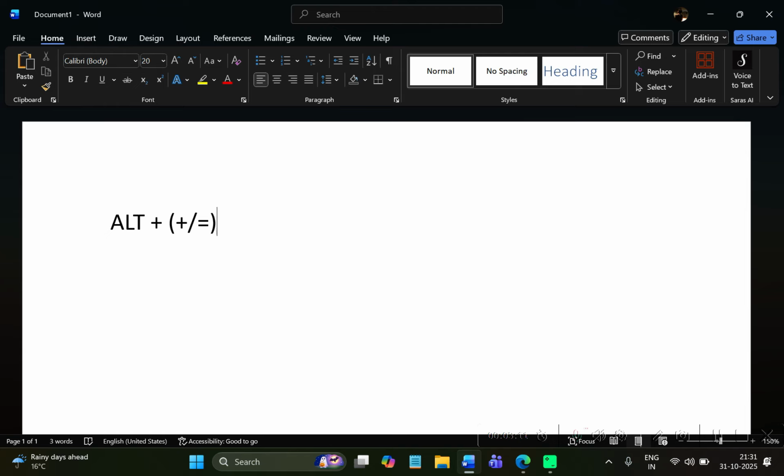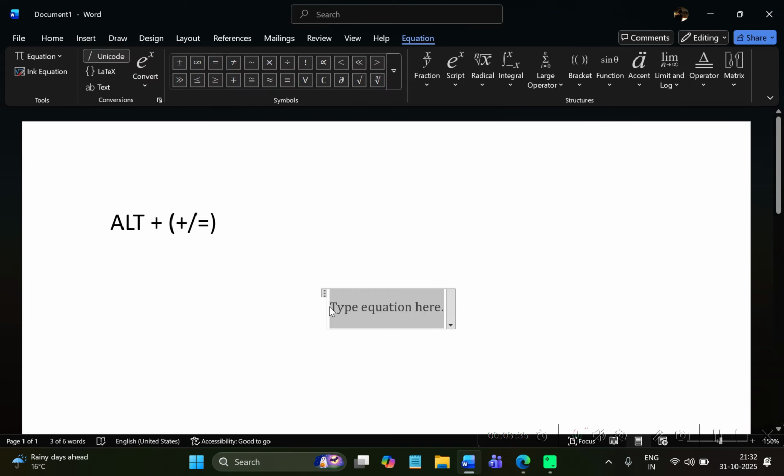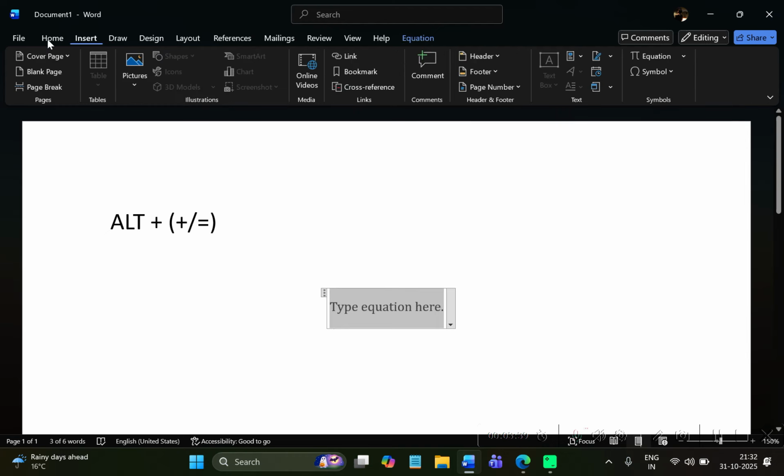For instance, on my MacBook, even there is a key like this. At the top of your keyboard you have 1, 2, 3, 4, 5, 6, 7, 8, 9, 0. After 0, you have the minus or hyphen, and after that you have this key. This is the key I'm talking about. If you press Alt plus that key together, you automatically get the equation format. You don't need to go to Insert and click Equation.